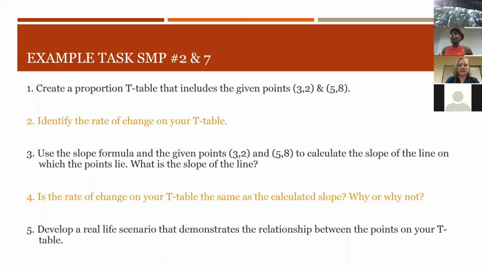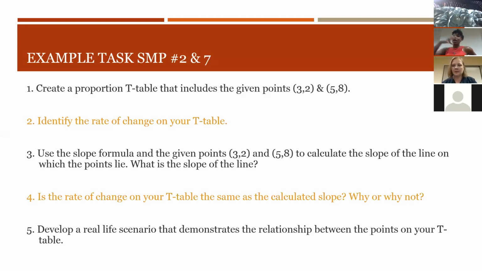Then I asked them to think. Now, remember what standard practice they want them to engage in: reasoning and explaining and looking for and making use of structure. I asked them to think about the rate of change that they had calculated and whether or not it was the same as the slope that they calculated using the slope formula. And then I wanted them to think about why they were the same or why not. Some people did get a rate of change of 6 to 2, and then when they did the calculation, they got a rate of change of 3 to 1. I wanted them to think about whether or not those 2 things were the same, whether or not they were proportional. I wanted them to reason abstractly and quantitatively.